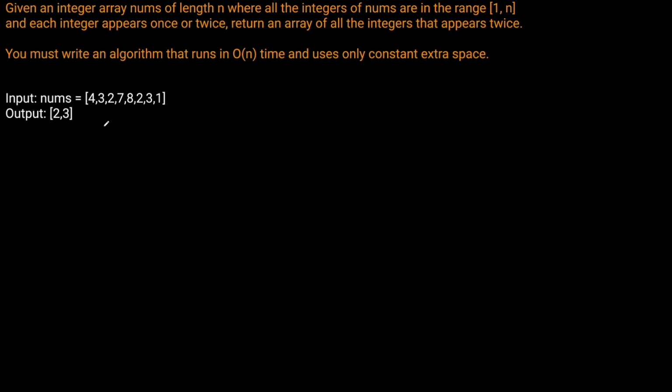So let's look at this example where we have 4, 3, 2, 7, 8, 2, 3, 1. So obviously from here we can see that the duplicated numbers are going to be 2 and 3, and that's what we want to return. So how are we going to do this?